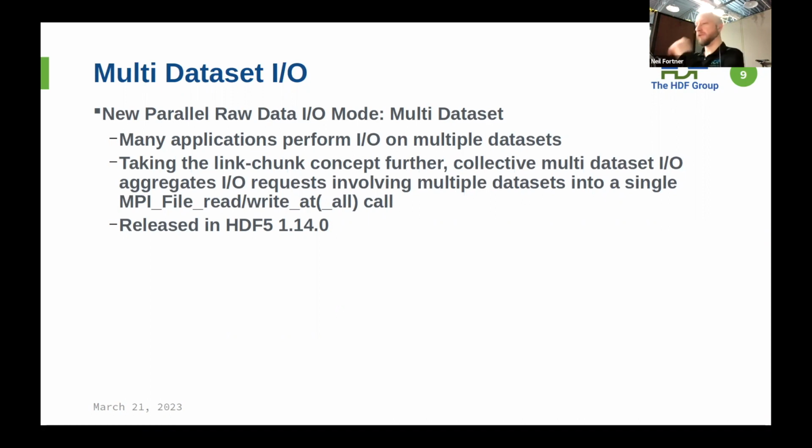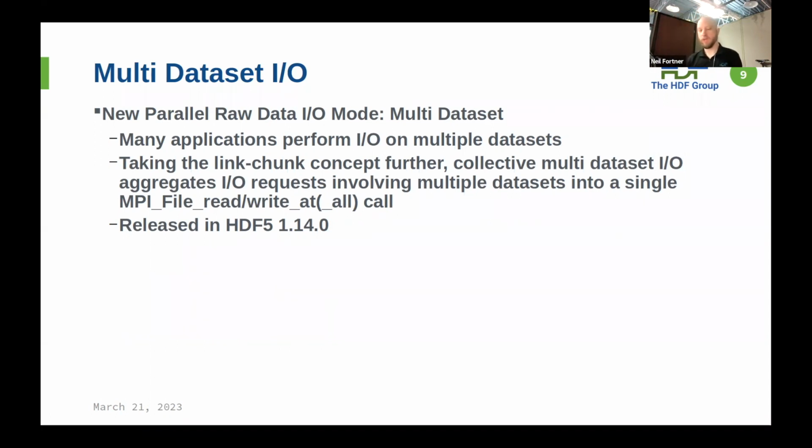In order to support this, we introduced 2 new APIs that allow you to perform IO on more than one data set at a time. Because, very often, applications will have different data sets for different parts of the simulation that they might be running. And for checkpointing or visualization, they might want to access all of them at once. In fact, there are several applications that do that. It's pretty common, I think.